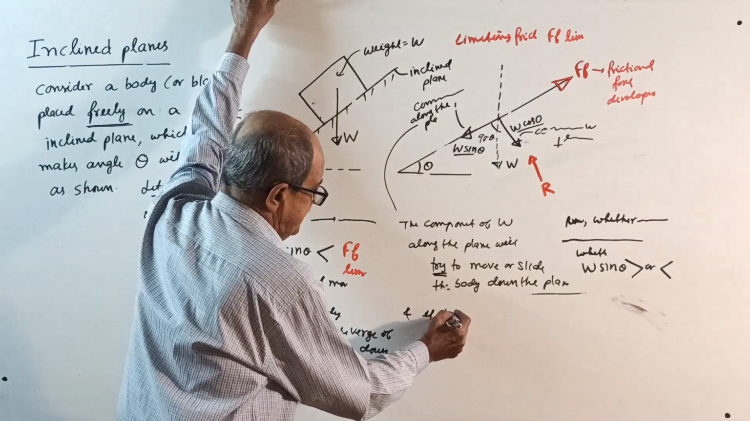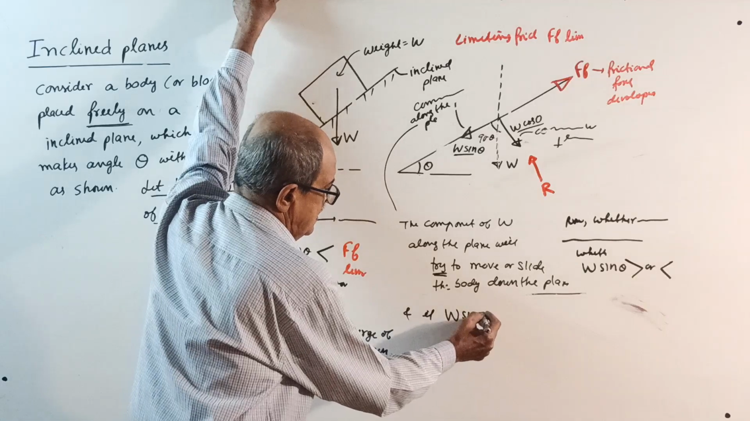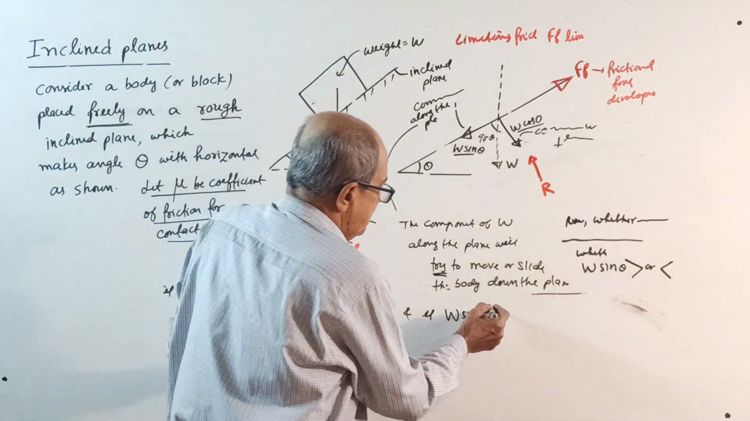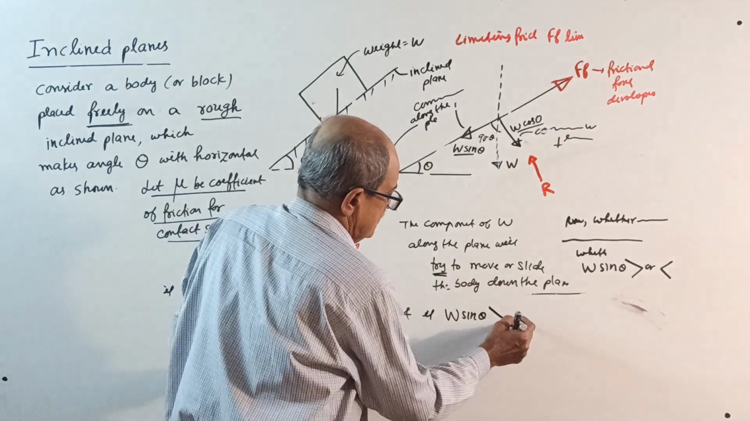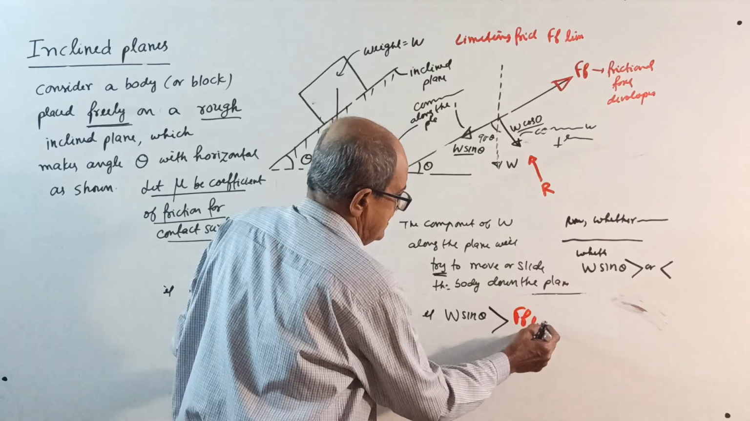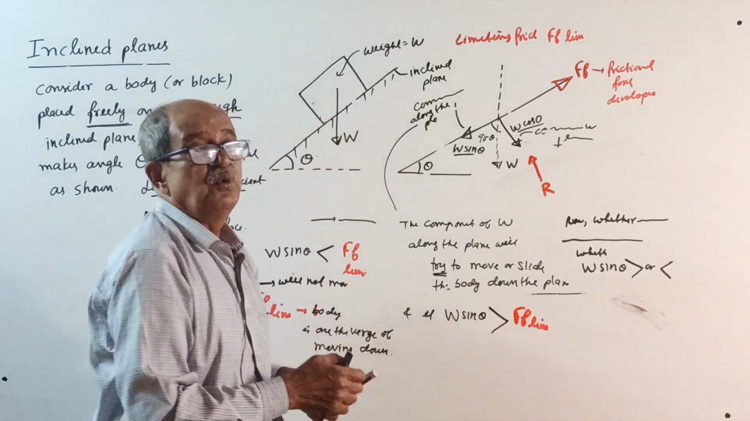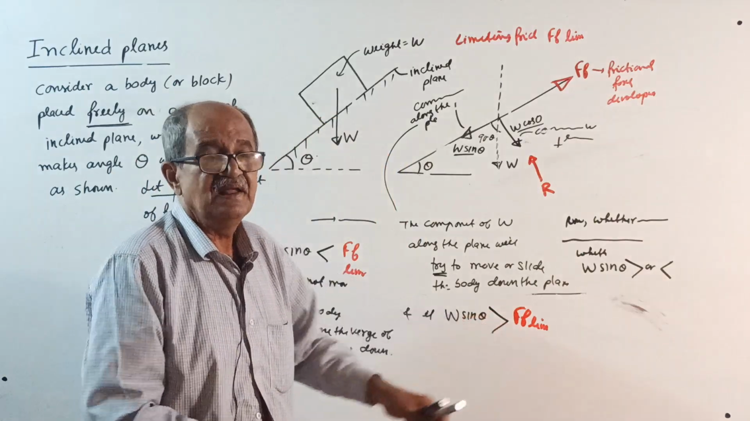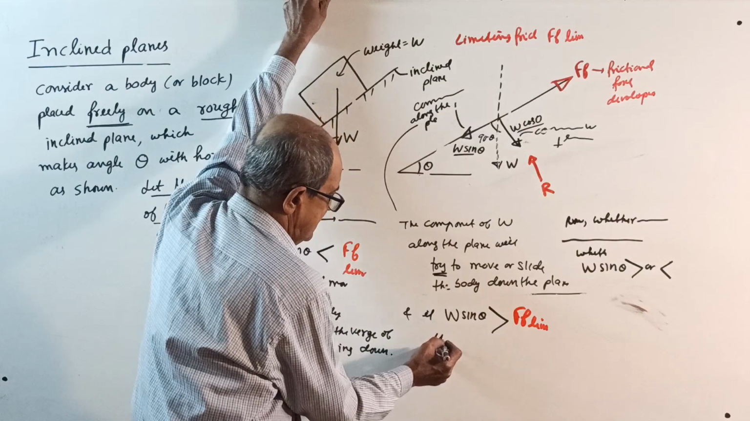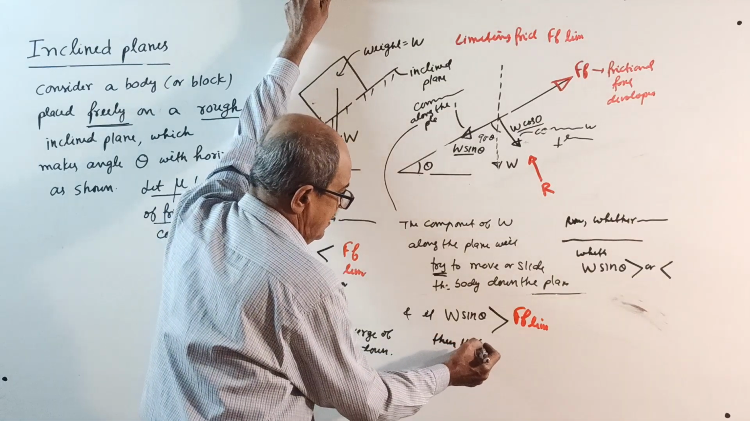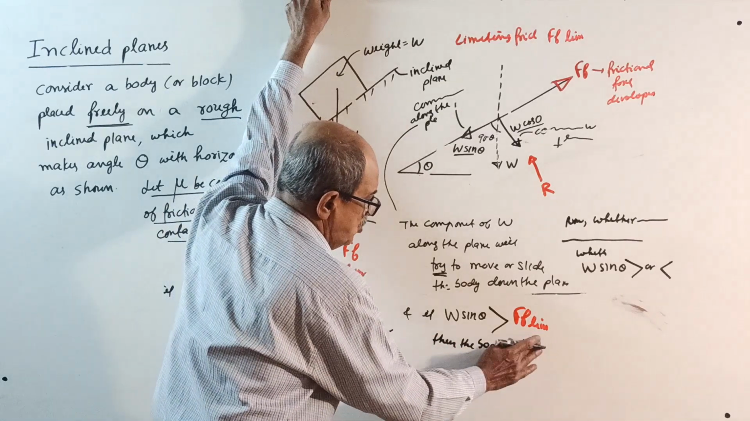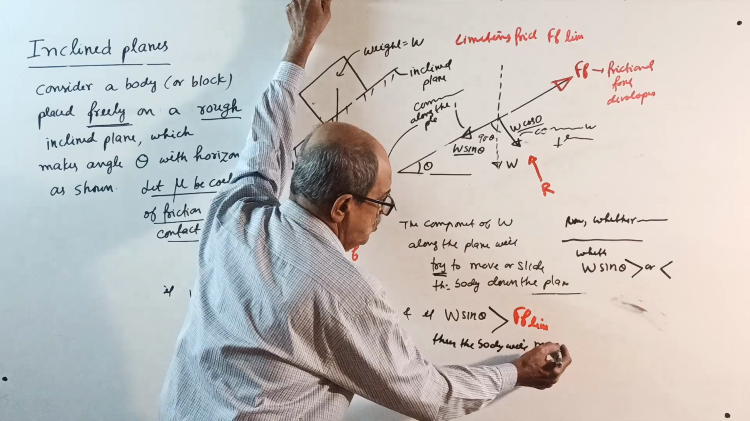And lastly, if W sin theta, the force which will try to slide it down, is more than your Ff limit, meaning the force which will try to move it down is more and friction is lesser, then the body will move or slide down the plane.